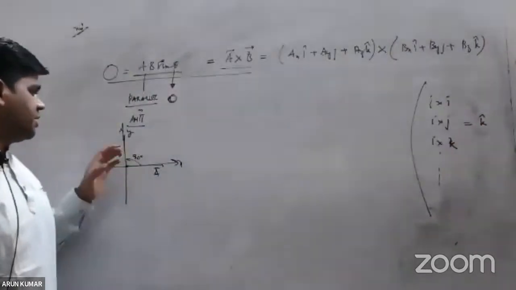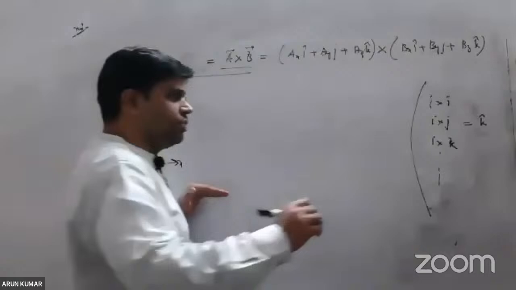I cross I, they are parallel vectors. I and I are parallel vectors. So I cross I is 0.